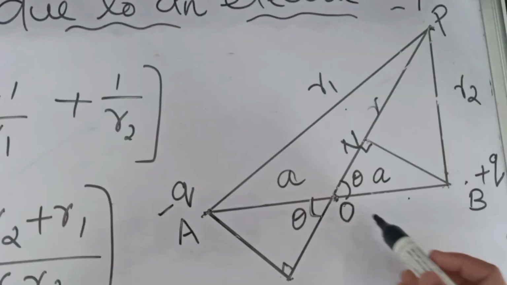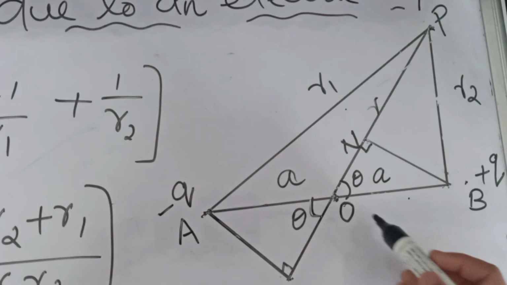ON we can find as A cos theta. That means from the triangle we have to take cos theta. Okay, then ON will be A cos theta. Now we have to find this R2, that is PB, right? And PB is equivalent to NP. Here we can see that. So if we find NP, that will be equal to R2, right?